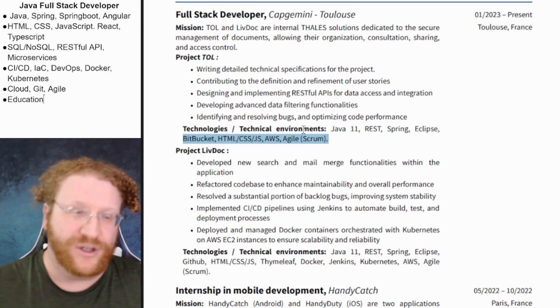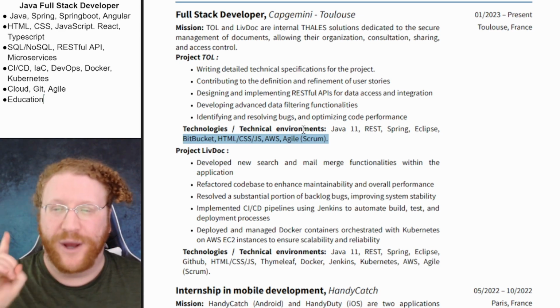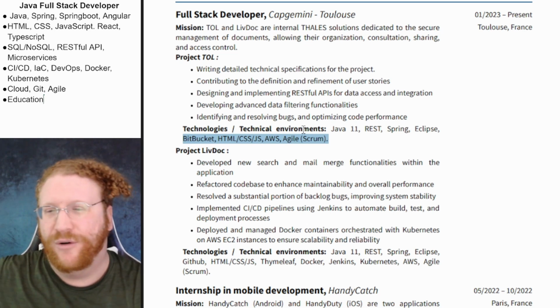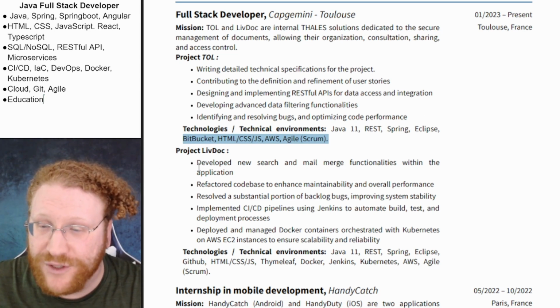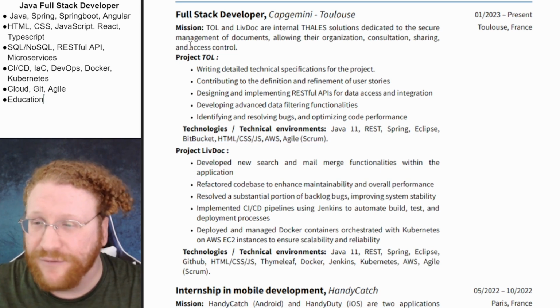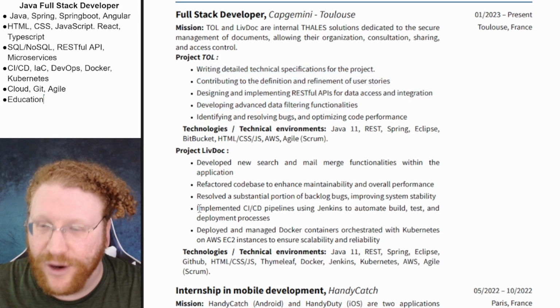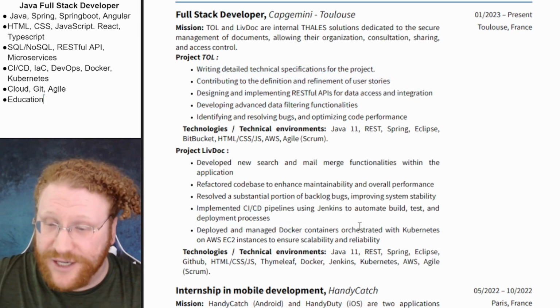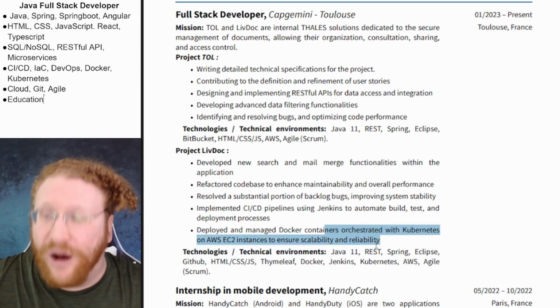You can have Angular JS, you can have Node.js, but never just do JS because the recruiter may not realize it. So you need this stuff here. Developed a new search mail functions with the application, refactor code base. I'm not looking for any of this. This is not what I'm looking for. Implement CI/CD, good. Deployed and managed Docker containers orchestrated with Kubernetes on AWS.